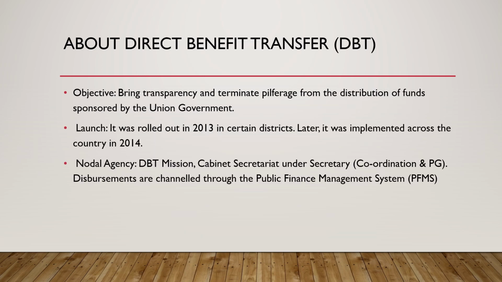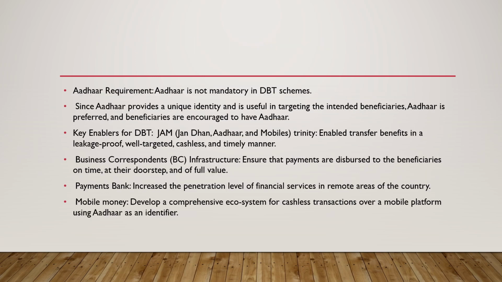About direct benefit transfer, its objective is to bring transparency and terminate pilferage from the distribution of funds sponsored by the Union government. It was rolled out in 2013 in certain districts. Later, it was implemented across the country in 2014. Its nodal agency is the Direct Benefit Transfer Mission, Cabinet Secretariat, under Secretary Coordination and PG. Disbursements are channeled through the Public Finance Management System.